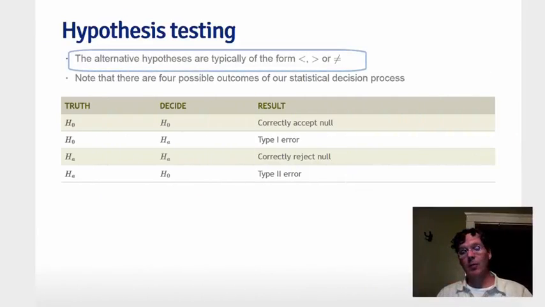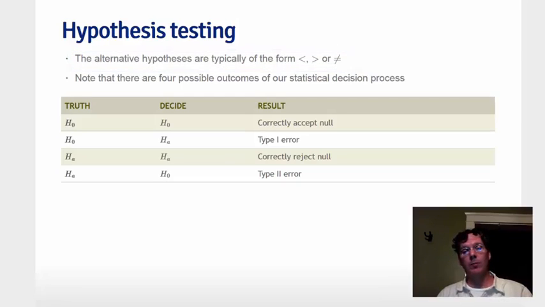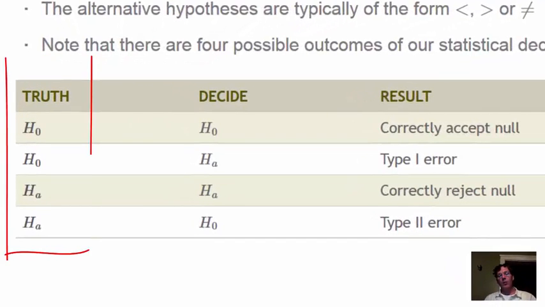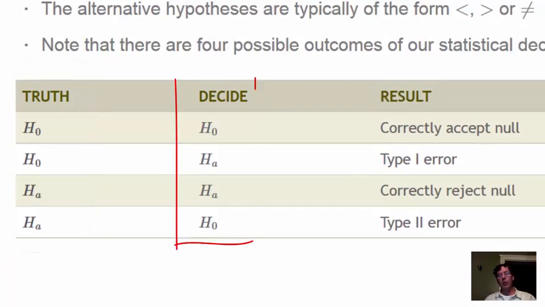In our example, we specified HA that mu was greater than 30. However, it could have been less than or not equal to, depending on the research hypothesis that we were interested in. In that application, we're specifically interested in whether the respiratory disturbance index for this population was larger than 30. Notice that the truth is either that H0 is true or HA is true, and we could either decide H0 or decide HA. Therefore, there are only 4 possibilities.